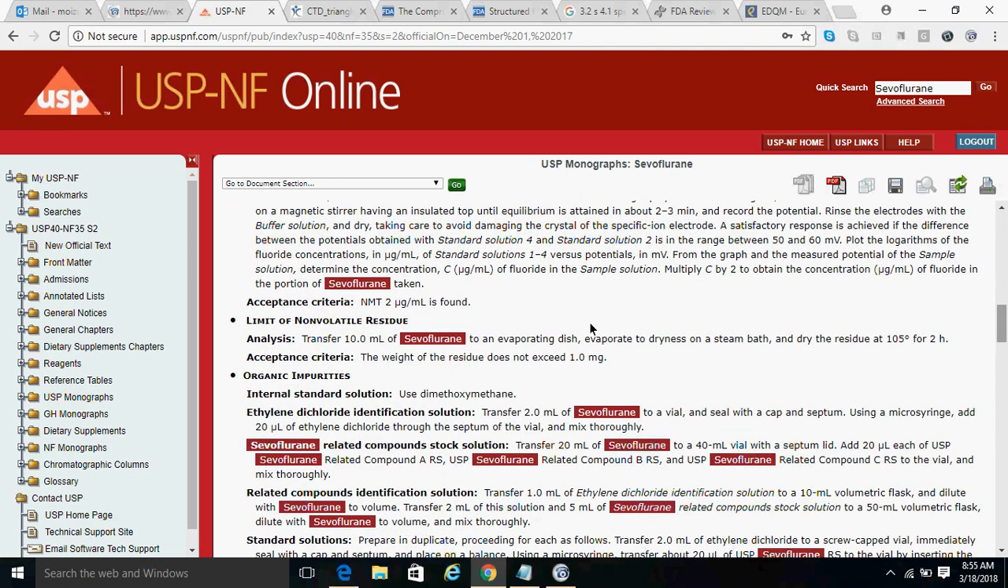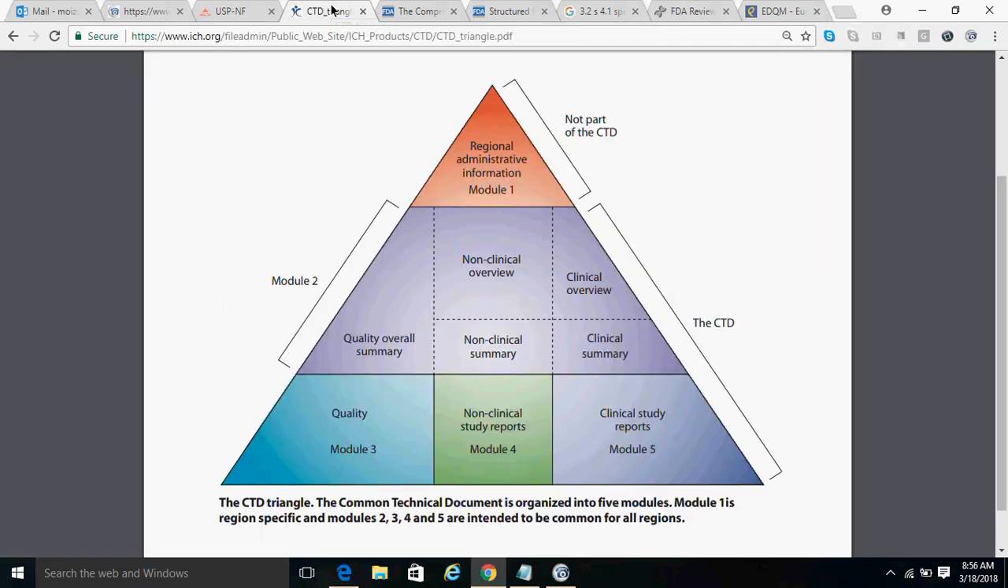Sometimes they also provide the methods, like the acceptable criteria is NMT 2 microgram per ml is found. That's the acceptable criteria. And the acceptable criteria for non-volatile residue should not exceed 1 milligram. And for organic impurities, very clearly it will tell you these are the things. So the USP monograph will tell you what test has to be performed on your drug substance. Let's go back to our section, drug substance.